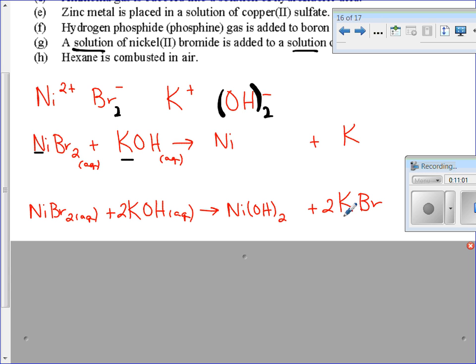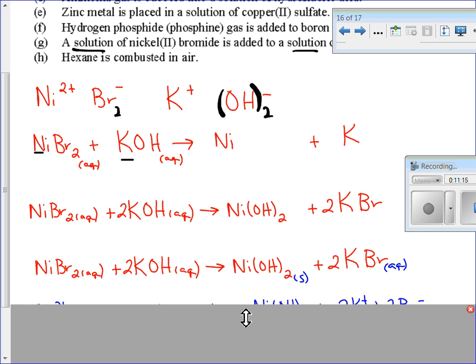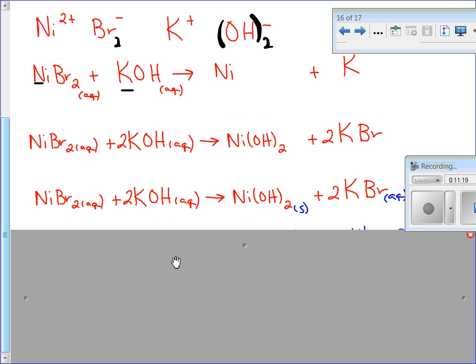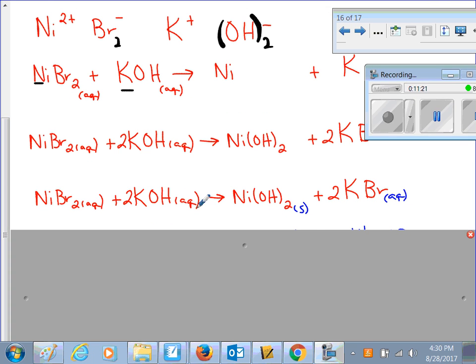The group 1 metal definitely makes us aqueous, and the fact that the halogen is not with a heavy metal bad guy makes it aqueous. But nickel, unfortunately, makes this hydroxide insoluble, so it's a solid. So there are my phase designations, and then again, split what is aqueous.